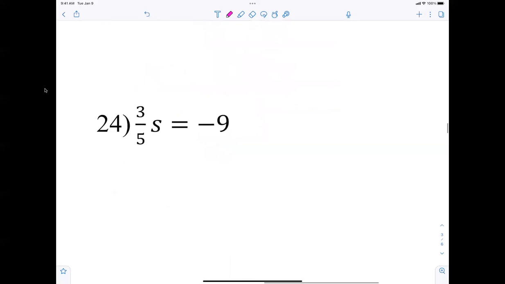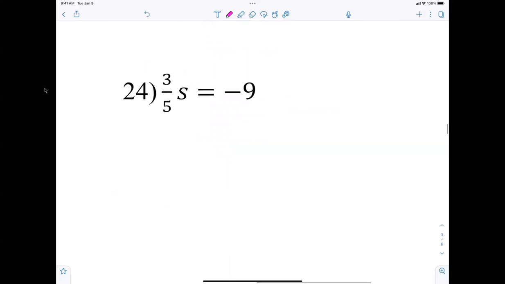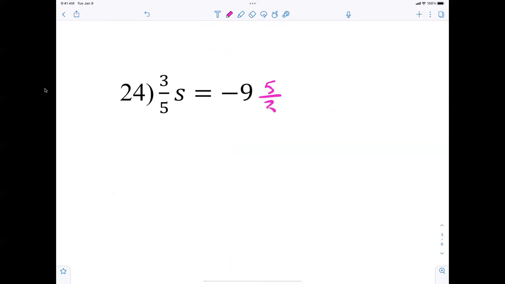Okay, let's knock out 24. What do I have here? Which is? Yes, ma'am. Good. Yes, ma'am. That's perfect. Very nice. Negative 15. Very good. Anybody have any questions with that fraction? Hey, you doing okay with your fractions now?